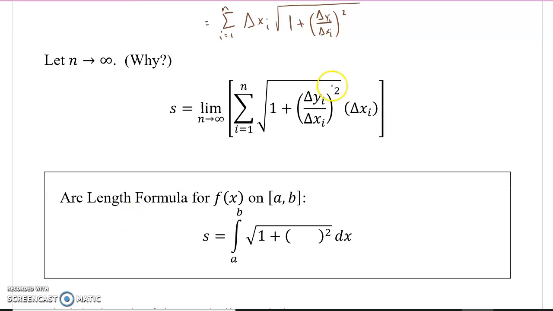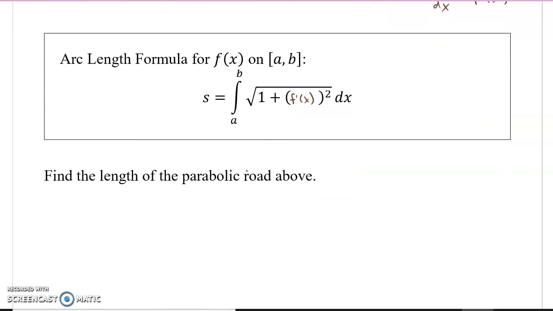Okay? So instead of delta x, we're going to use dx. Instead of delta y over delta x, we're going to use dy over dx. Oh, wait a second. That's the same thing as the derivative. So we're going to put this derivative inside this radical. So this is a bit strange, but we take the square root of 1 plus the square of the first derivative. We integrate that, and that's going to give us our arc length. So this is just using the distance formula an infinite number of times over infinitely small line segments.